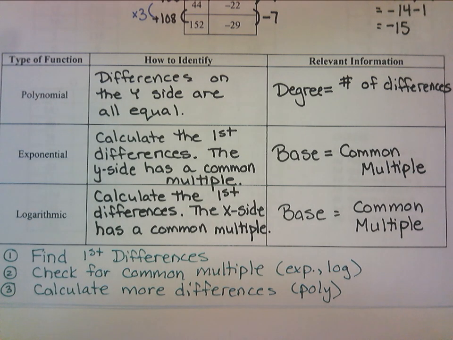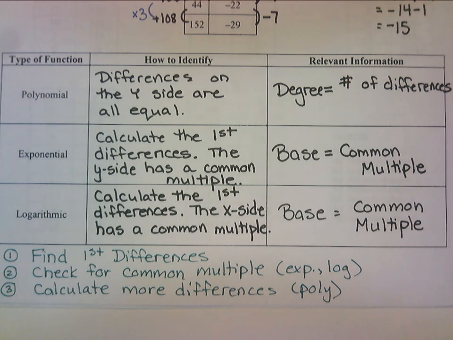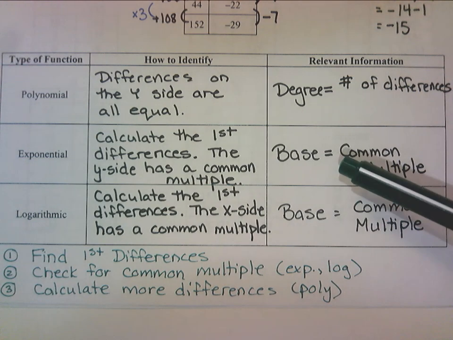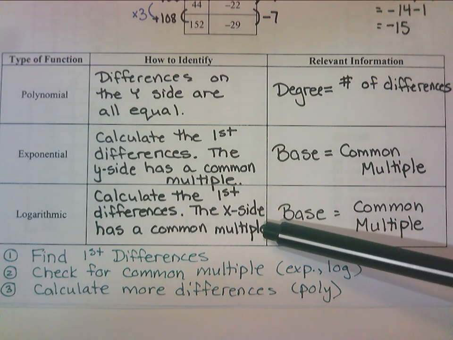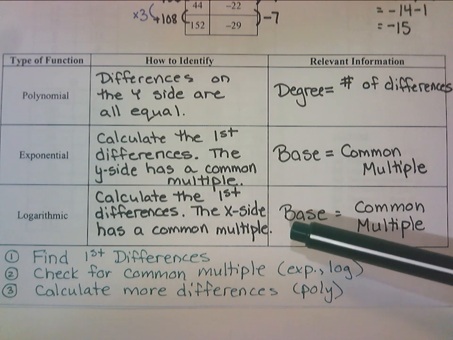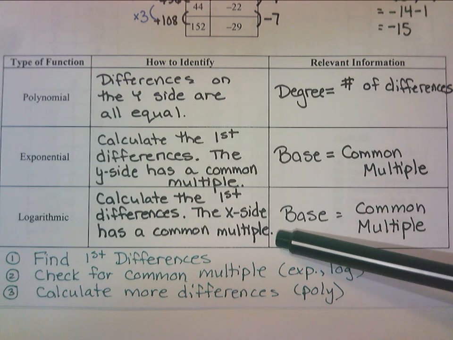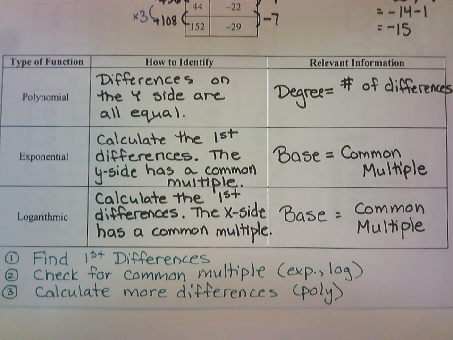All right, for an exponential, what we do is we calculate the first differences. We only do it once. And then on the y side, we are looking for a common multiple. And if we see that, it is exponential. And then our base is going to be whatever that common multiple happens to be. Okay, for our logarithmic function, you want to do those first differences again. And then it's the x side this time that has a common multiple. And then the base of the function is the common multiple.